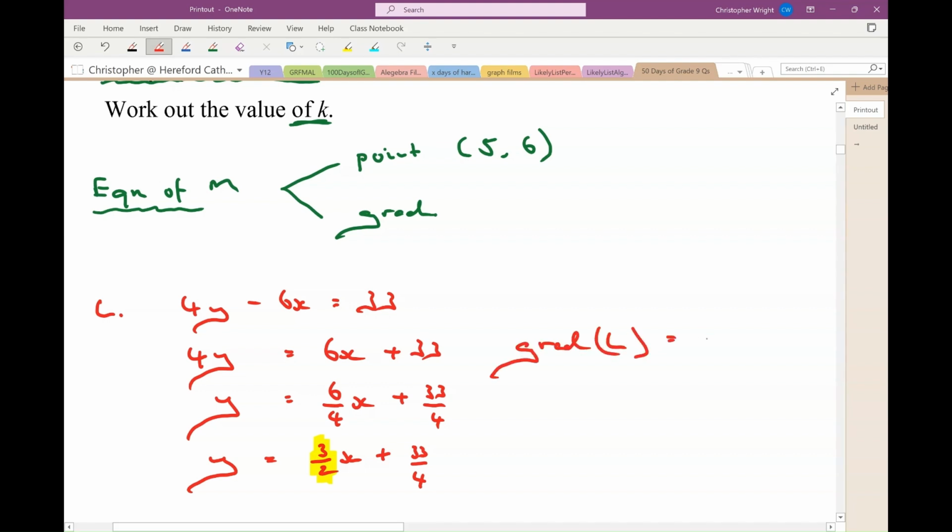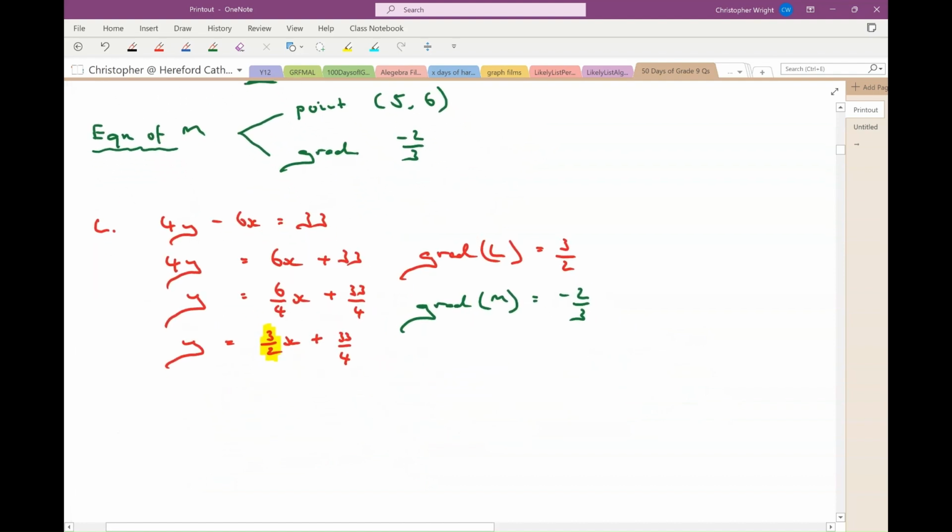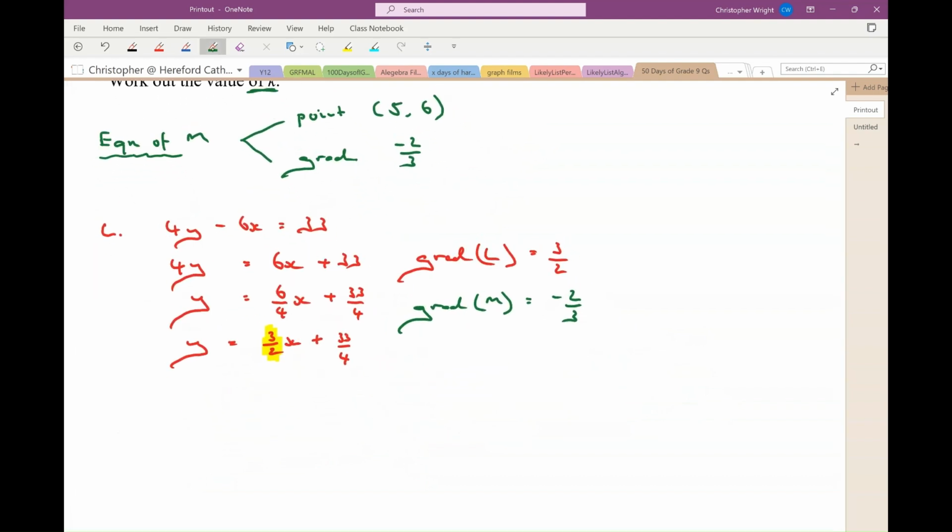So the gradient of L is 3 over 2. So the gradient of M, if M is perpendicular to L, will be the negative reciprocal. Look at that, minus 2/3. So I do know the gradient of M, and I do know a point on the line M. So now I can work out the equation of M.